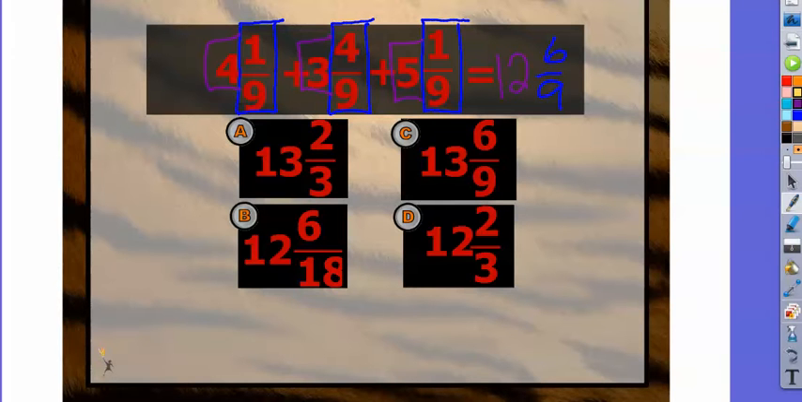Okay, step 3. Step 3 is to simplify. My factor for each one is 3. They're both divisible by 3. So then I know my final answer is 12. And then 6 divided by 3 is 2. 9 divided by 3 is 3. So my final answer is 12 and 2/3.